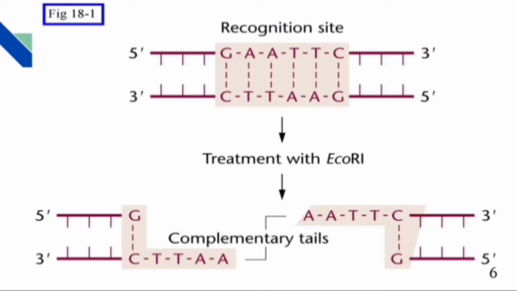Mechanism of action of EcoRI. The recognition site for EcoRI is GAATTC. When it is treated with EcoRI, it will produce the cohesive and sticky 5' sticky end. So they will produce the complementary tail.